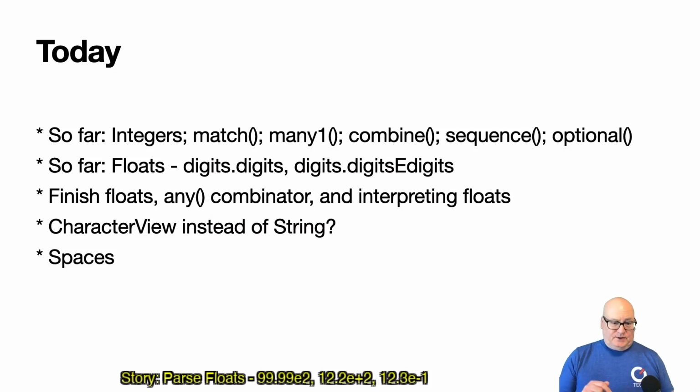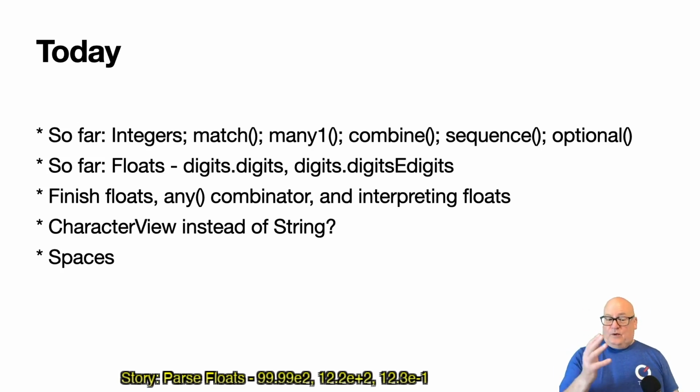So far, we've done integers. We've got a match combinator that takes either a function or, as of yesterday, it can take a string as well. We've got a many one, which is many is one or more. We've got combine, which takes a function of an array of parsers and combines their results. We've got sequence, which puts them in order: this followed by that, followed by that. And we've got optional, which says 0 or 1. We've also done floats. We've got so far digits.digits and digits.digits digits, so the exponents.